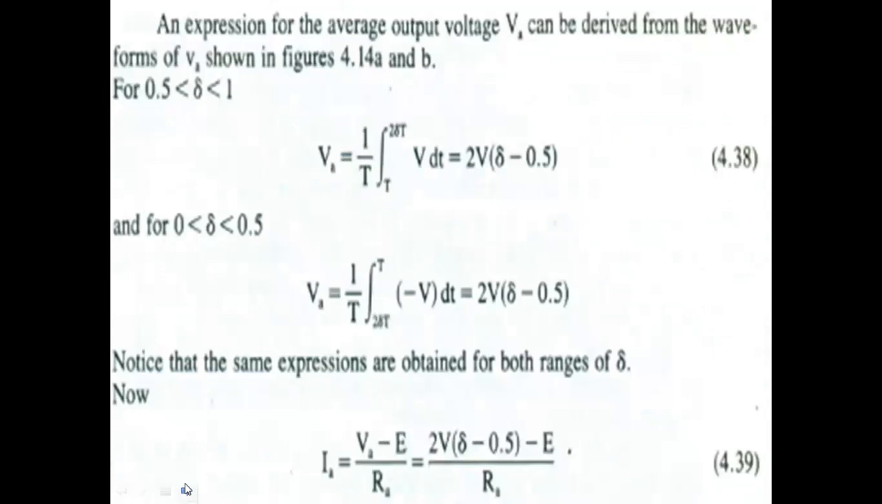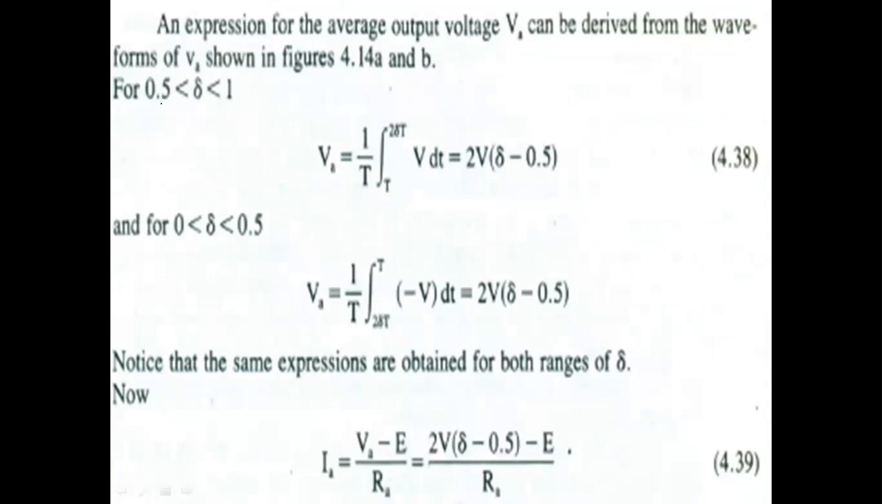So now we will see the expression for IA and VA average values. The expression for the average value of VA is derived from the waveforms of VA, which I have shown before, A and B. From there, there are two modes.